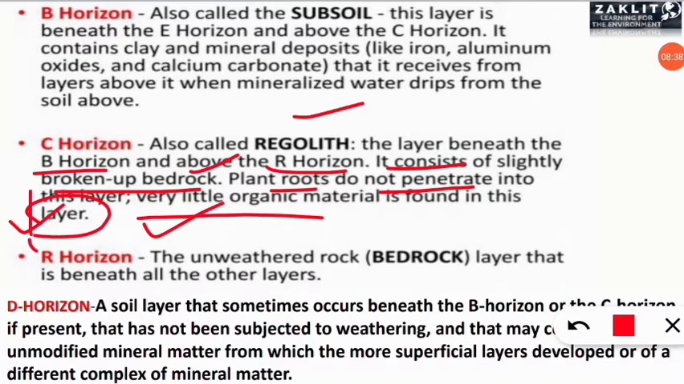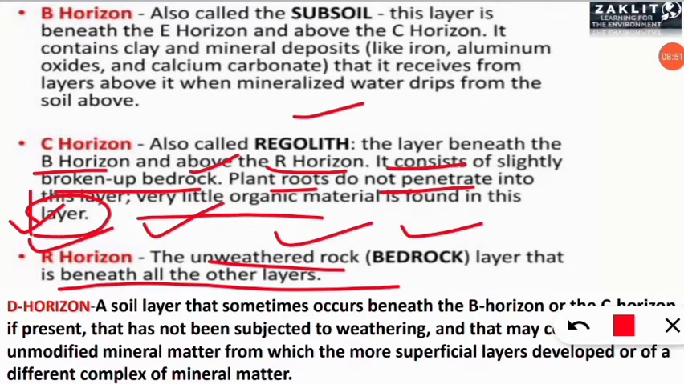Next, coming to the R horizon. It is the unweathered rock. This is also a part of the soil, the bedrock, which later produces the soil. So this is the unweathered mass of rock known as bedrock that is beneath all the other layers. That means the O, A, E, B, C layers.